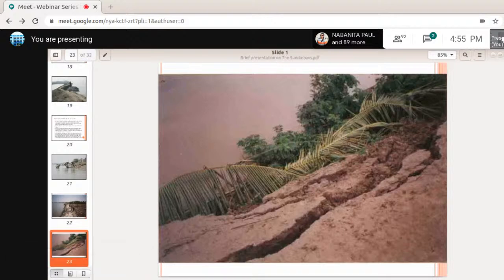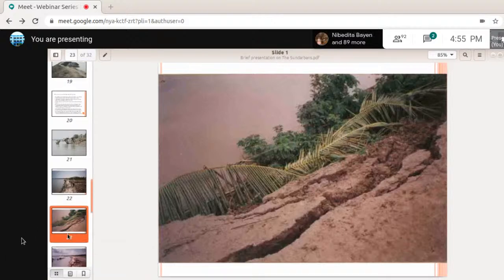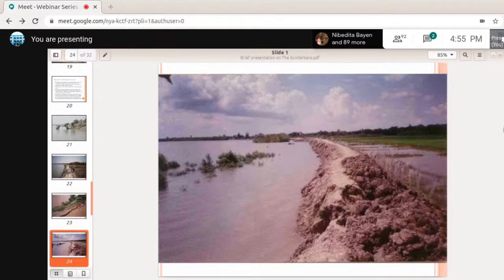Slide 24, please. You could see that absolutely broken top of the embankment, which is almost non-negotiable. You cannot even walk, and during monsoon, you cannot even stand erect, let alone walk along this terrain. Slide 25, please.